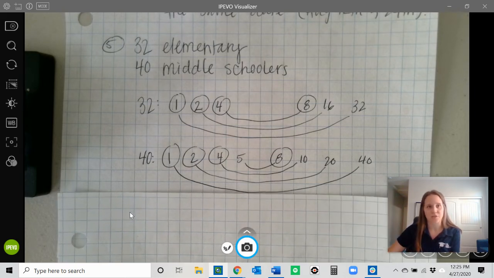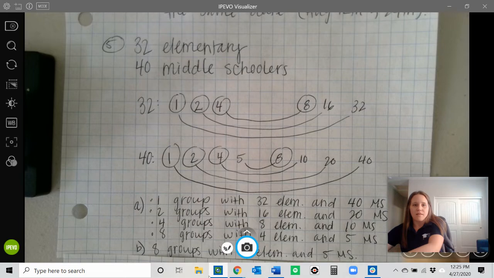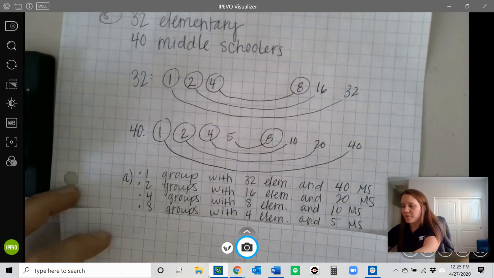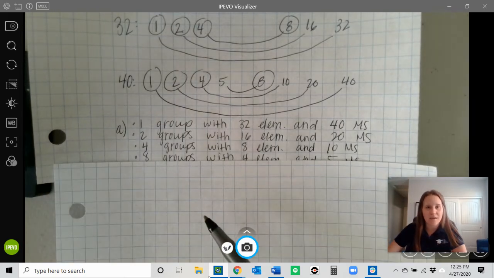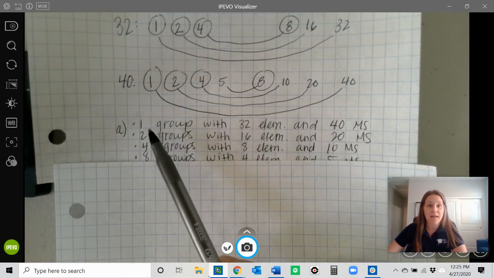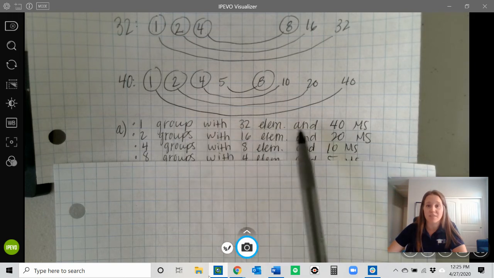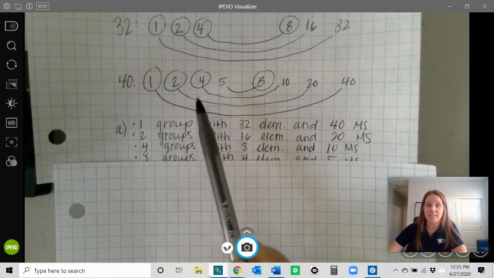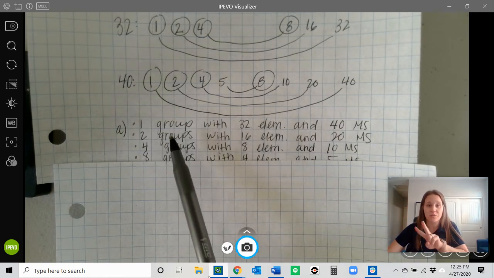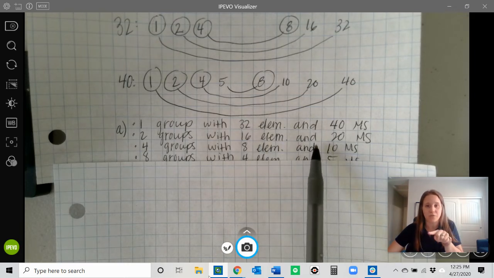Awesome. So that first question, question A, said name all possible groupings. Here are the possible groupings that I could make. So it's asking really what are the common factors. I could have one group in the performance that has all 32 elementary schoolers and all 40 middle schoolers. I could also have two groups. That's the next common factor. I could have two groups with 16 elementary schoolers and 20 middle schoolers in each group.